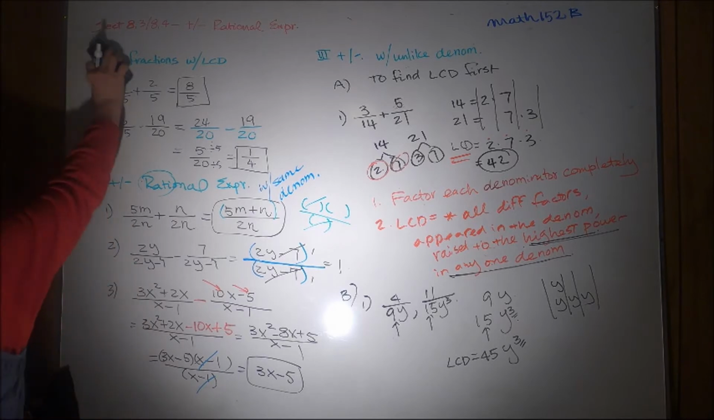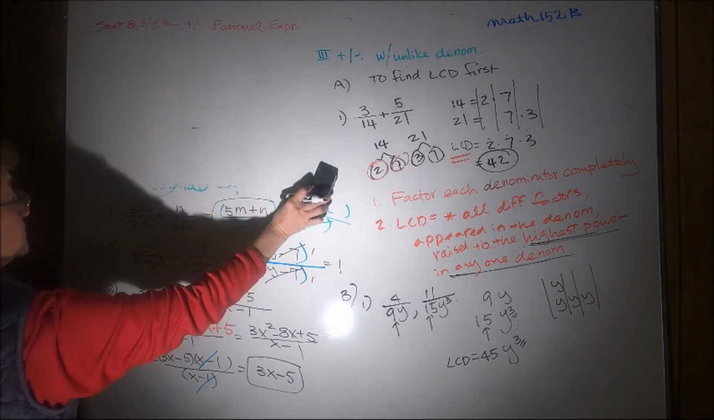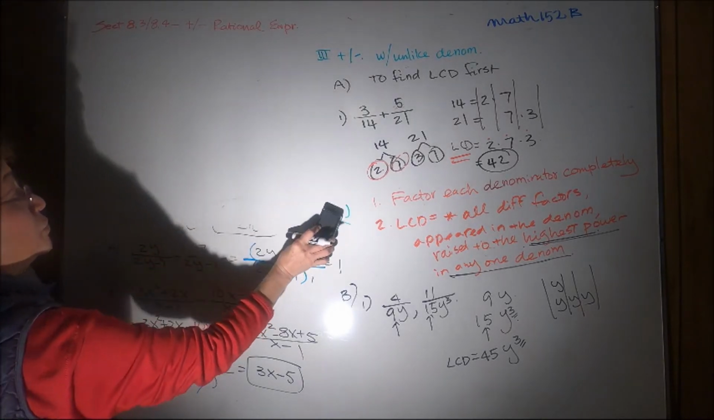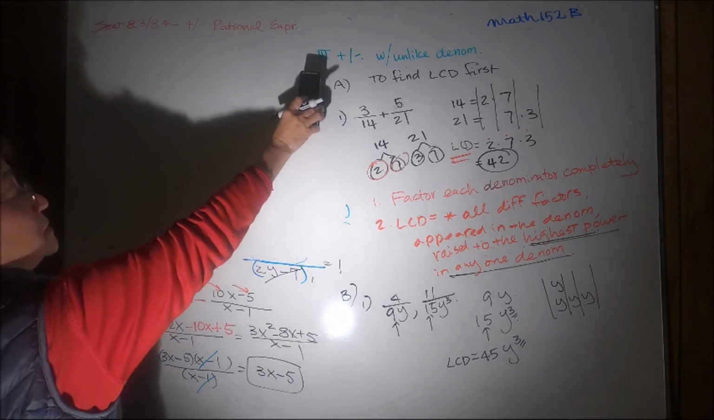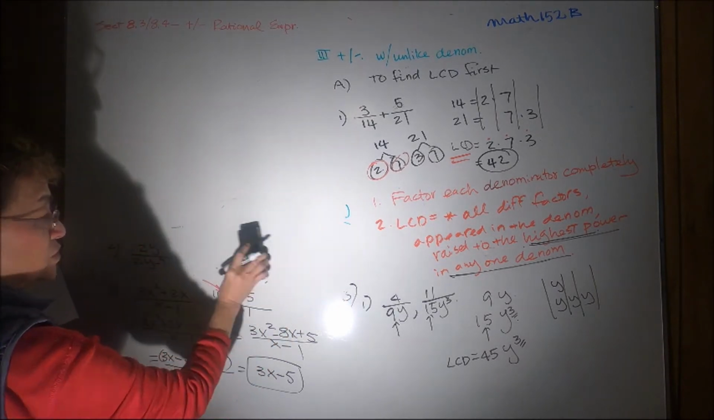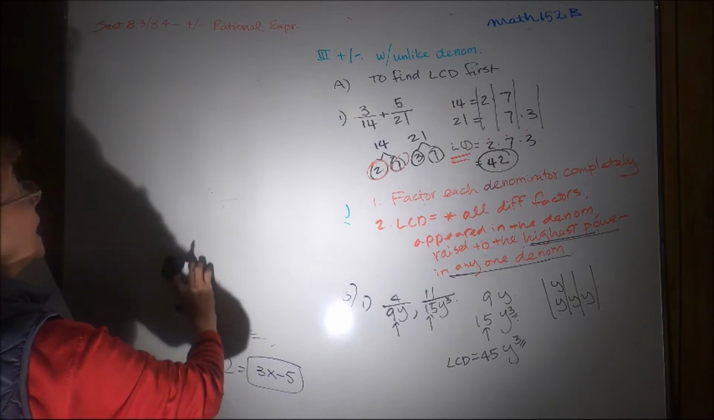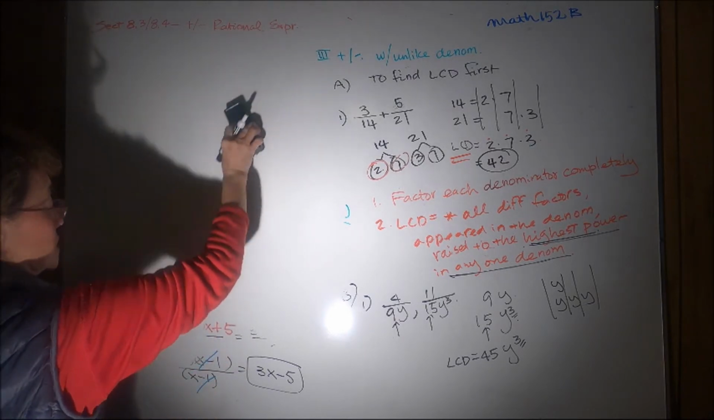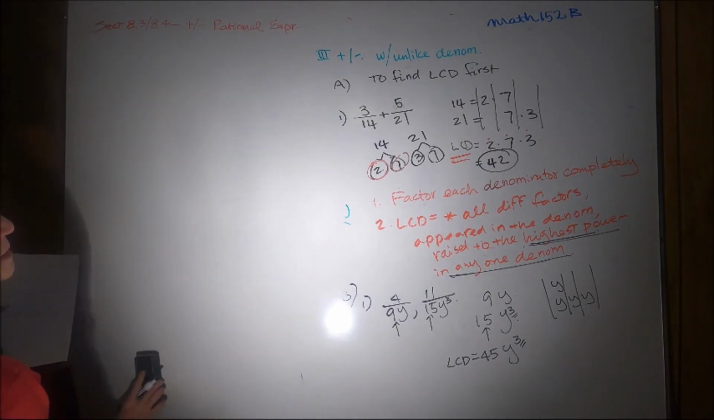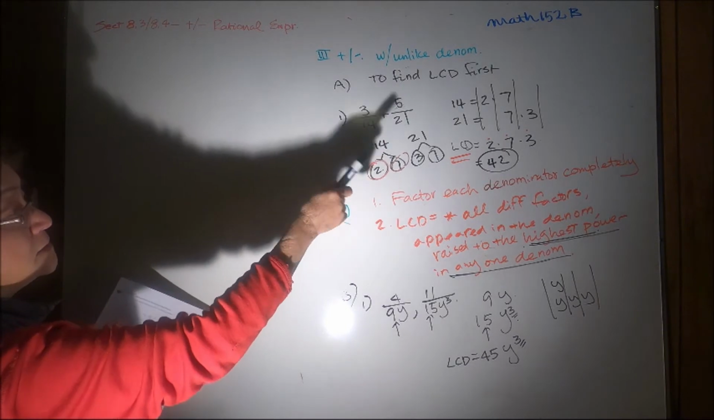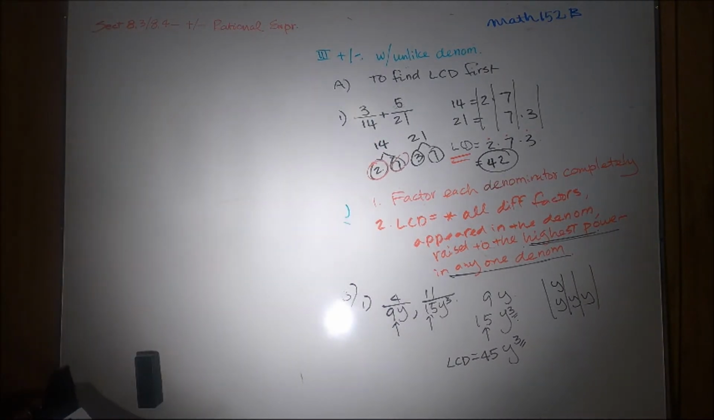So what are we doing? We try to do adding and subtracting the rational expressions, right? With unlike denominators.